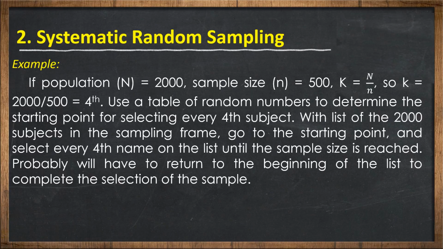So, as what we have here, you may apply systematic random sampling. For example, you just list the names from 1 to 2,000. Then, count 1, 2, 3, 4, you get. 5, 6, 7, 8, get. 9, 10, 11, 12, get. Every fourth, based on the given formula.